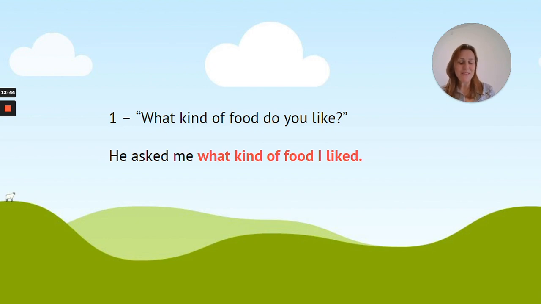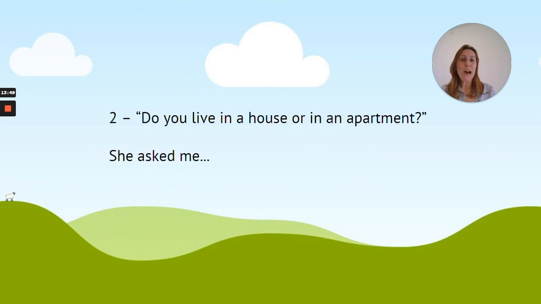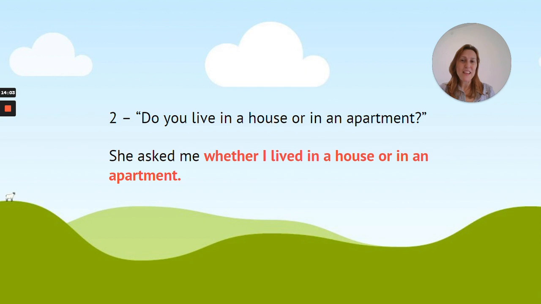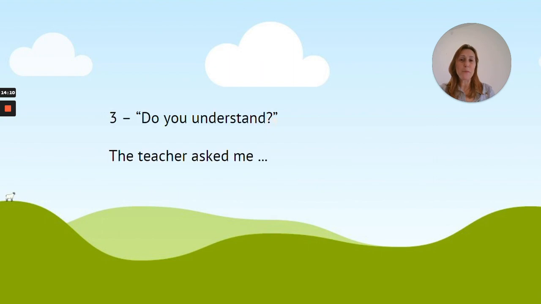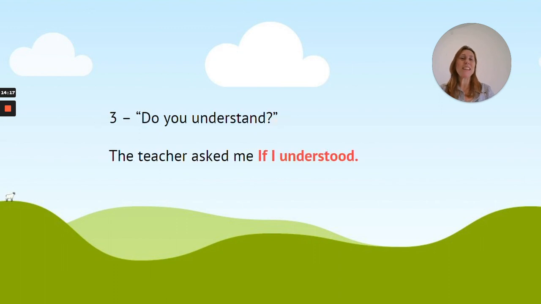Well done. Number 2. "Do you live in a house or in an apartment?" So here we have two options. What happens when we have two options in questions? She asked me whether I lived in a house or in an apartment. Number 3, "Do you understand?" The teacher asked me if I understood.